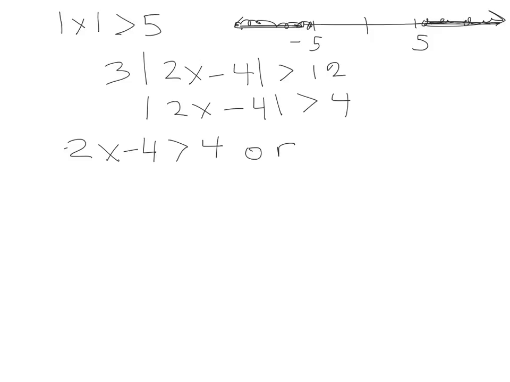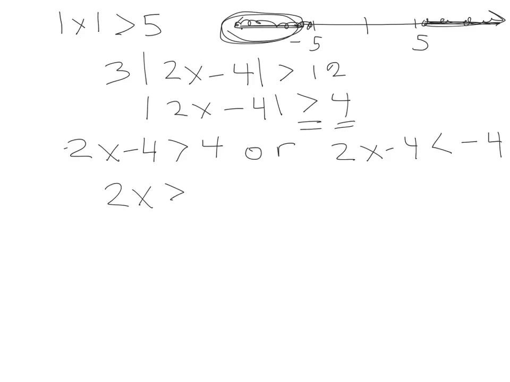And the way I remember it is to go switch, switch. I'm going to switch this sign and I'm going to switch this sign. So I say 2x minus 4 is less than negative 4. That will take care of this area down here. So solving each, I add 4 to both sides. It looks like a negative up there, it's not. Divide by 2, so I get x is greater than 4. On this one, I add 4 to both sides. Divide by 2, and I get x is less than 0.